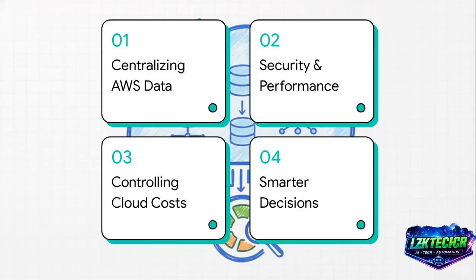Okay, let's dive into this. Here is our roadmap for today. First, centralizing your AWS data. Second, proactive security and performance. Third, controlling your cloud costs. And finally, driving smarter business decisions.